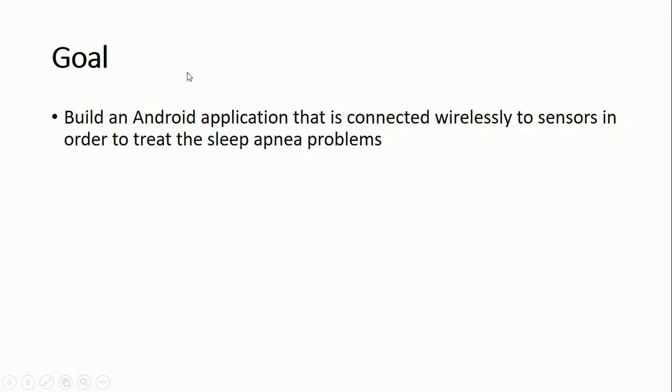The reason I chose Android over iOS is because I'm very familiar with Java programming and I have a little bit of experience developing Android applications before. Also, the phone that I have right now is Android.